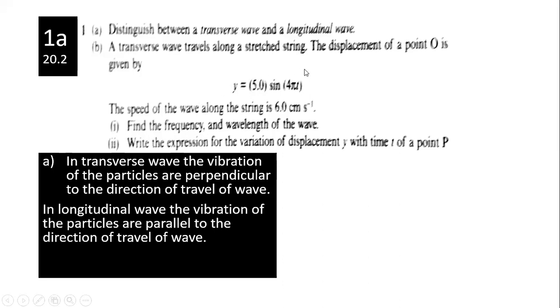Okay, a transverse wave travels along a stretched string. The displacement of a point O is given by the equation. The speed of the wave in the string is 6 cm per second. Find the frequency and wavelength. So how to find the frequency?